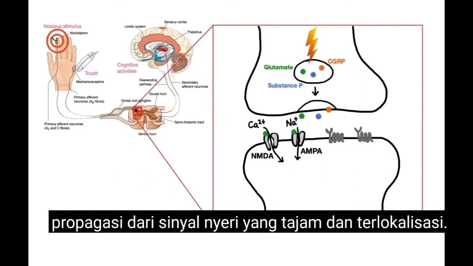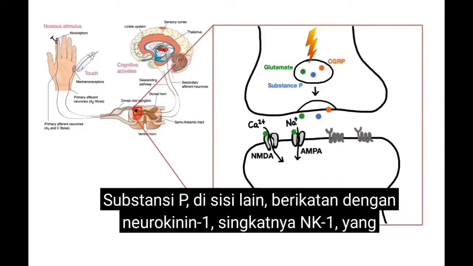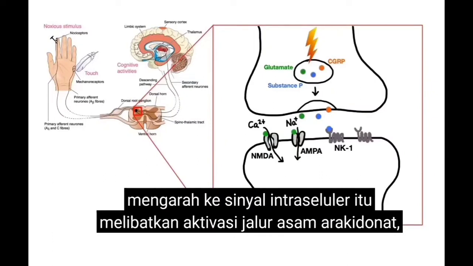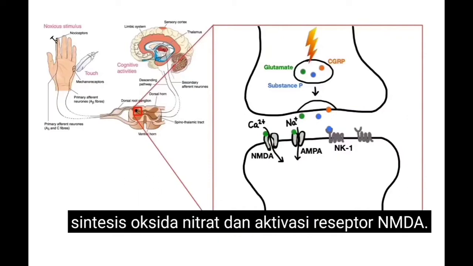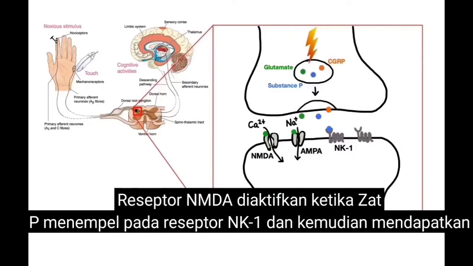pain signal. Substance P, on the other hand, binds to the neurokinin-1 receptor, NK1 for short, which leads to intracellular signaling that involves activation of arachidonic acid pathways, nitric oxide synthesis, and activation of NMDA receptors.